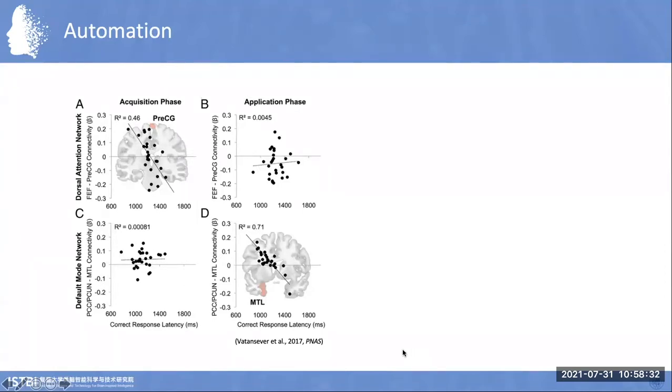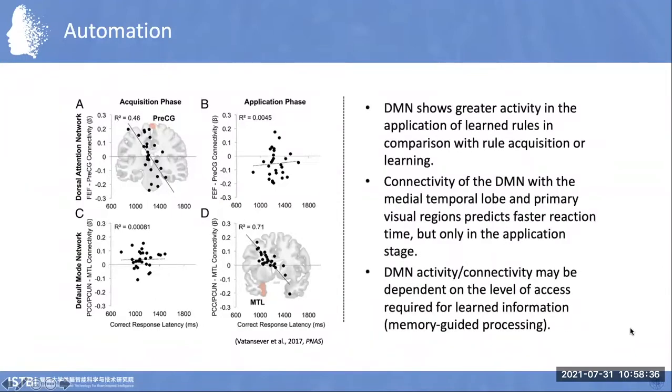So in general, what this suggests to us is that the default mode network shows greater activity in the application of abstracted learned rules in comparison with rule acquisition or learning of information. And that the connectivity of the default mode with the medial temporal lobe regions, specifically more with the entorhinal cortex, was related to faster reaction times.